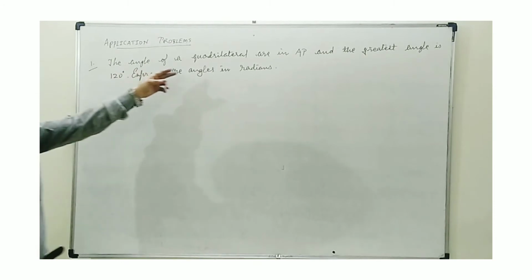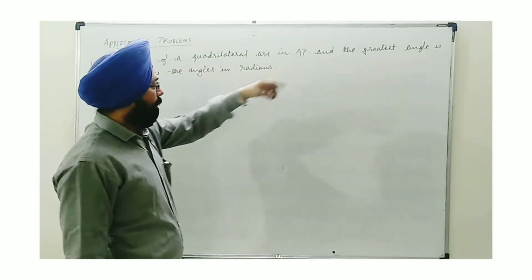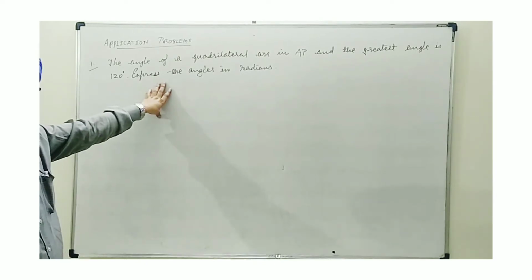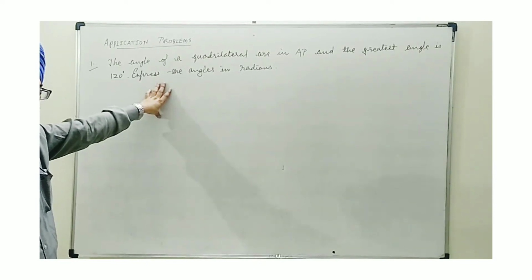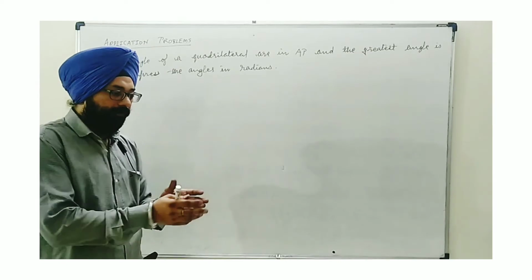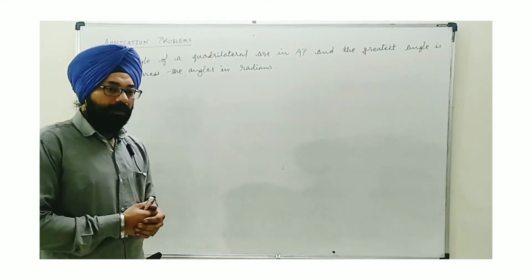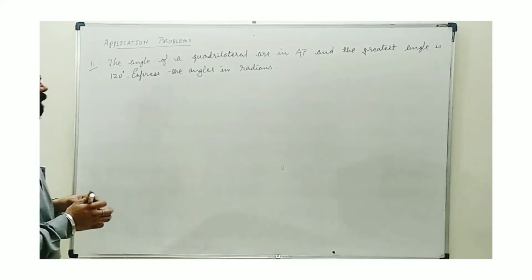The angles of a quadrilateral are in AP and the greatest angle is 120 degrees. Express the angles in radians. Now here we have seen in the earlier lecture how to convert from degree to radian and radian to degree. Here we have to apply the same concept.